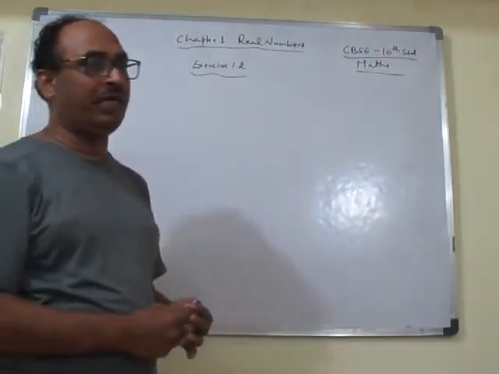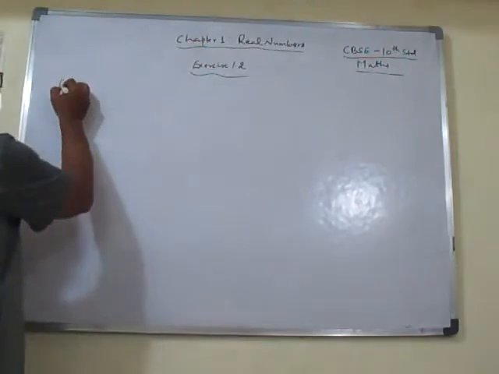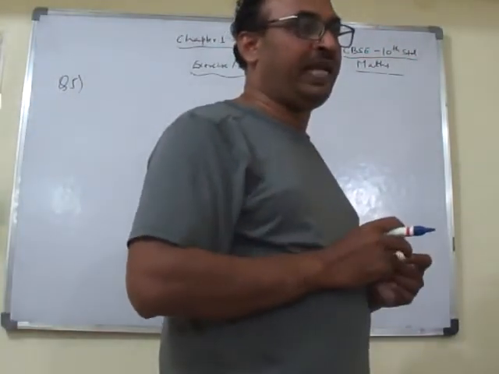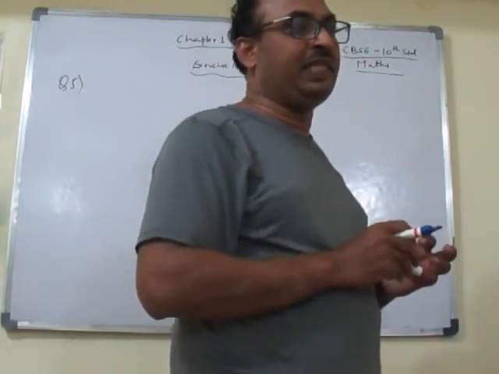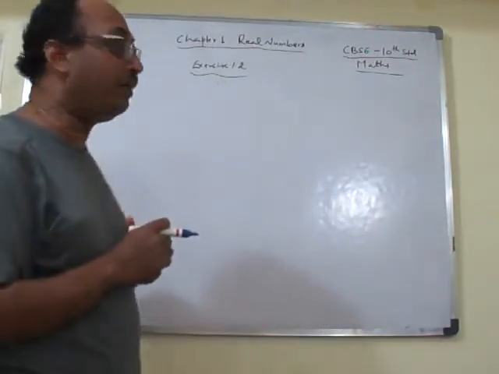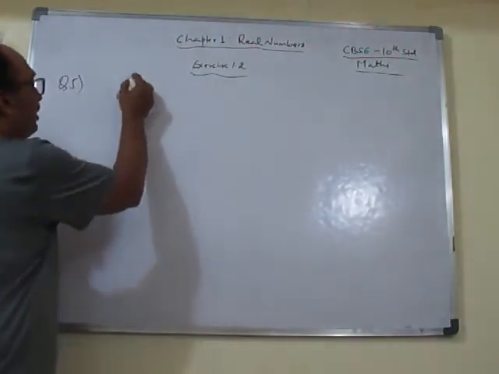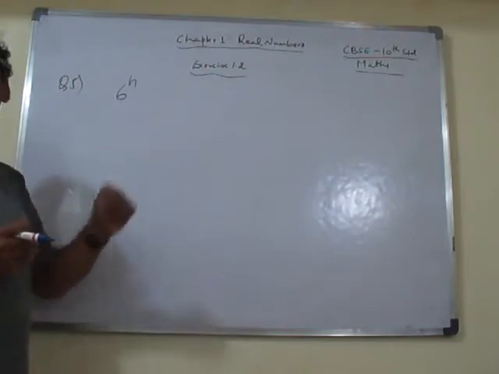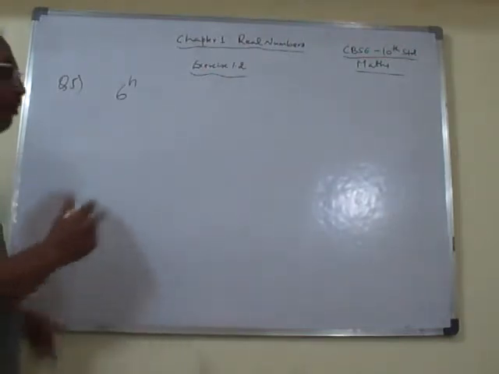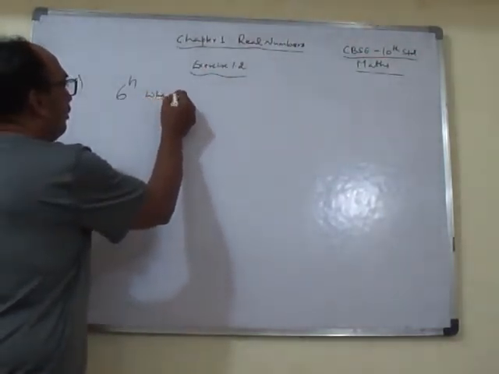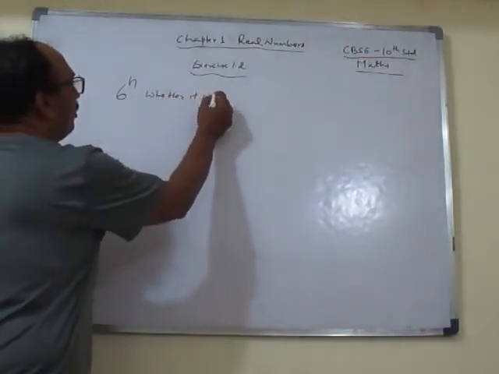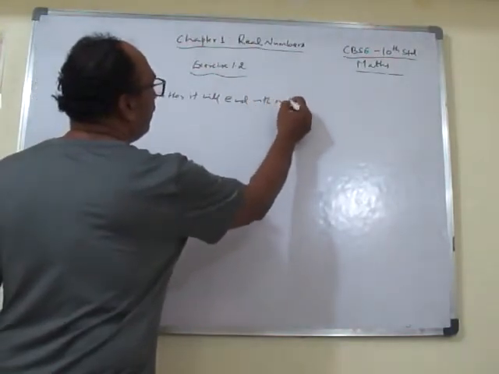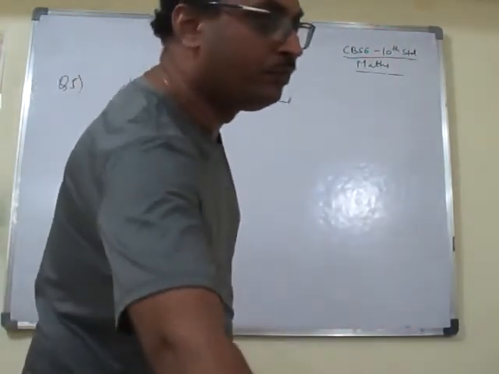Question number 5, what is given. A logical question is there. Check whether 6 to the power n can end with the digit 0 for any natural number n. It is being asked whether 6 to the power n will end with the digit 0.